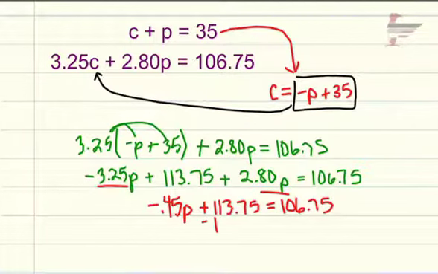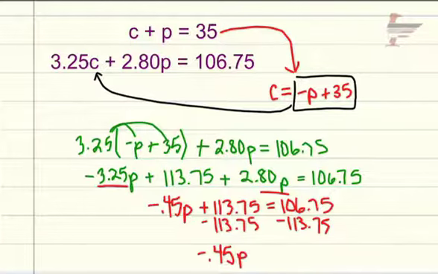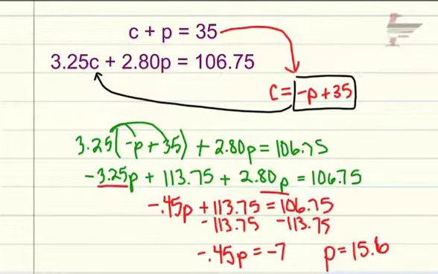So let's subtract 113.75 from both sides. So we have negative 0.45P is equal to negative 7. Divide both sides by that negative 0.45, and we're getting our P to be a number that maybe looks like we might have made a mistake. It's 15.5 repeating, so we'll just go ahead and round that up. We'll say it's 15.6. So we're buying 15.6 pounds of peanuts.